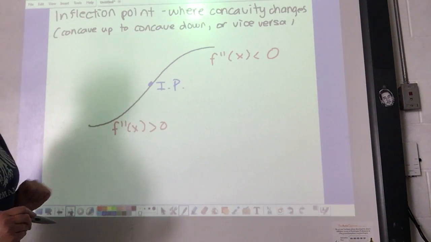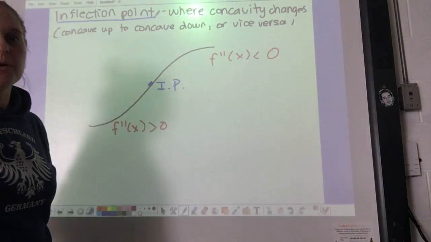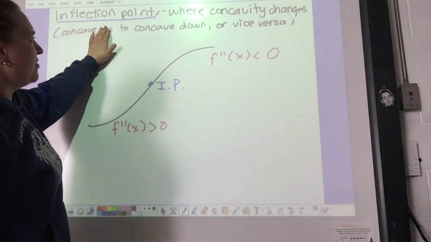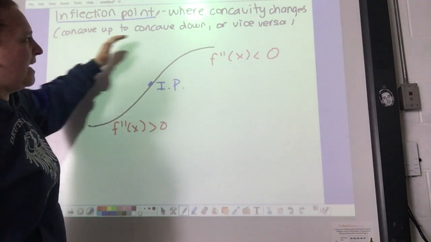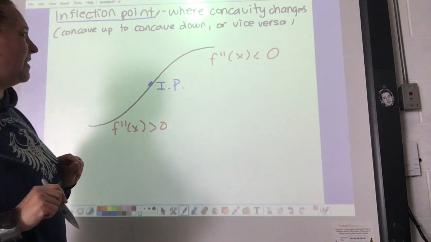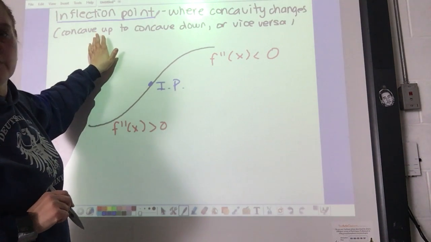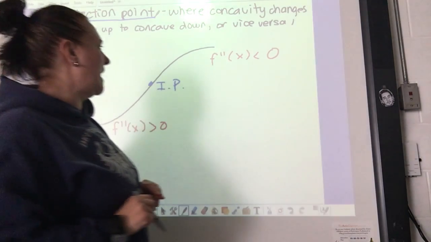The next slide, we'll look at something called an inflection point. Again, this is a brand new term. We've never used that before, but it's pretty easy. An inflection point is just where concavity changes. So if it goes from concave up to concave down, that means you'd have an inflection point in between where the concavity changes. Also, it'd be the same if it went from concave down to concave up, then you'd have an inflection point in between those as well.